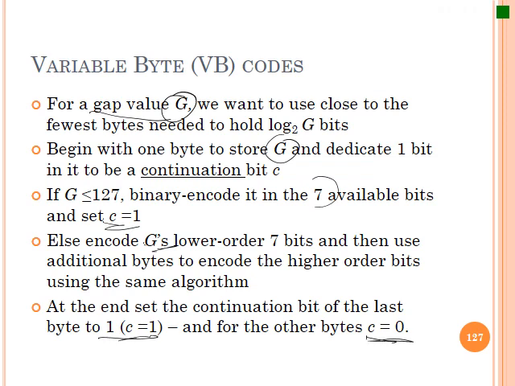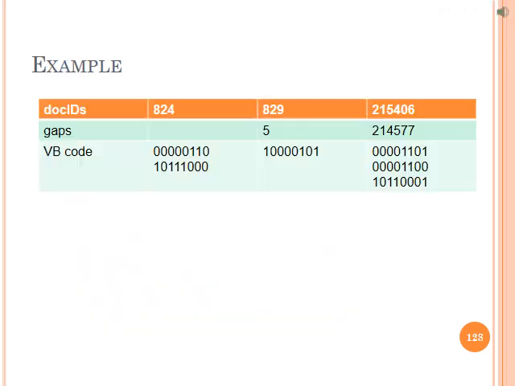So this C here, this continuation bit, indicates whether you want to keep going. Right? So it's 7 bits at a time, 7 bits at a time, and the continuation bit just tells you whether you should read on to get the whole number. Right? So that's the basic idea.